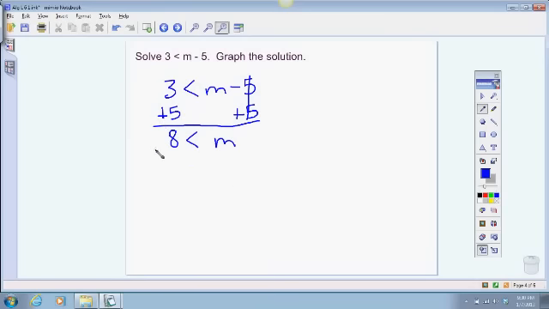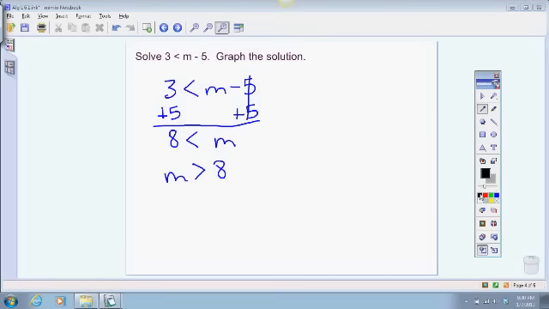People don't like the looks of this, though, and that is a little bit harder to graph. So if you wanted to reverse your solution, you can. You can flip these sides over. But remember, the tip of your inequality is always by the 8. The open part is by the m. So if you switch these around, you do have to switch your inequality.